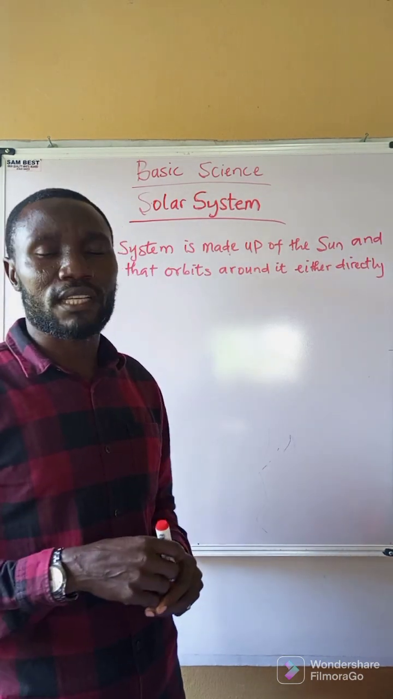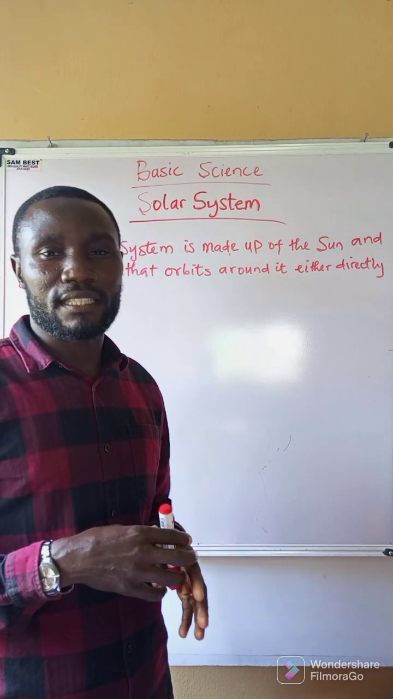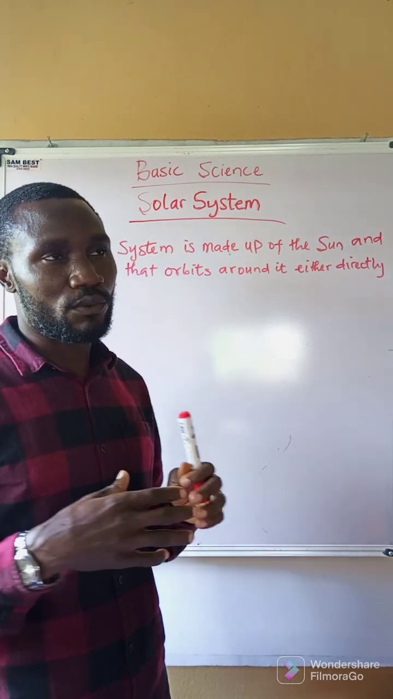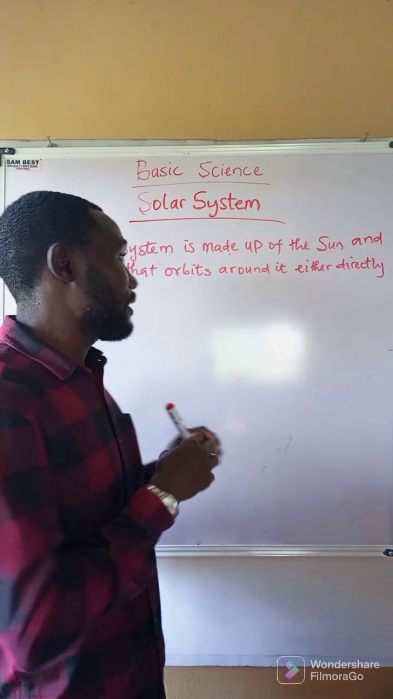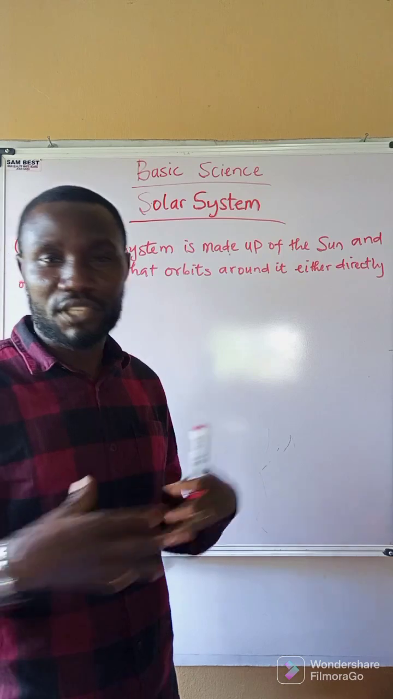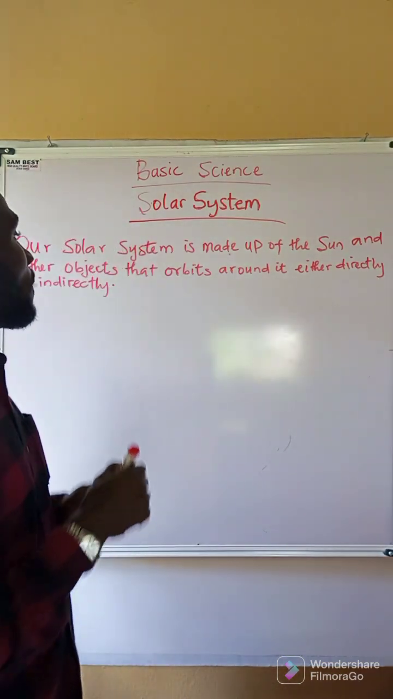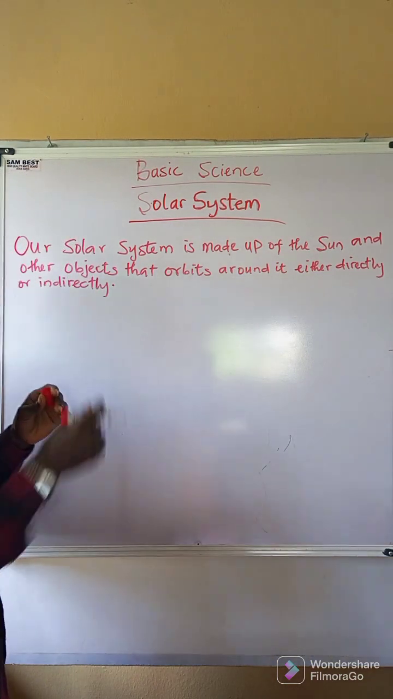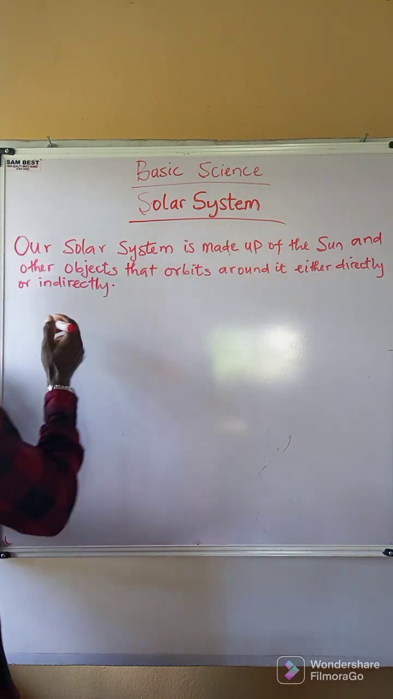And what are those objects that orbit around it directly and those that orbit around it indirectly? I think we'll take a look at that. But our major focus today is those that orbit around it directly, which we should know. The objects that orbit around our solar system directly are called the planets.